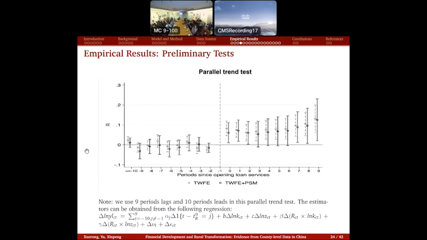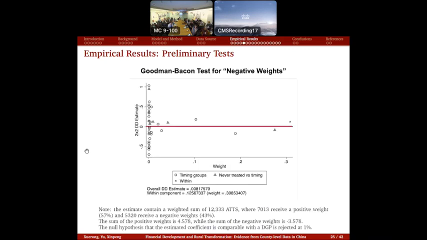And we also do the Callaway trend test, but due to the time limit, you can see after matching, it can pass the parallel trend test. For the negative weights test, we can see that among this amount, 43% of treatments receive negative weights, meaning that we have to be careful when estimating impacts. So we use the Gardner method to address this.